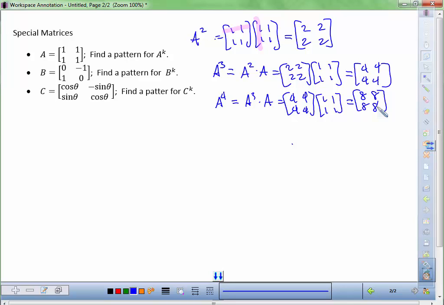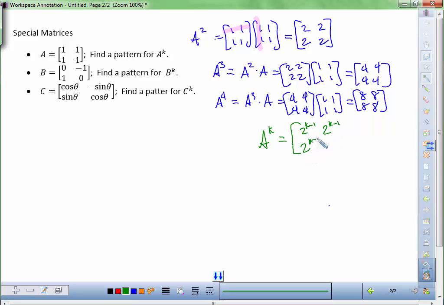Two to the n minus 1. So let's check a pattern here. Let's say A to the k is equal to 2 to the k minus 1, 2 to the k minus 1, 2.